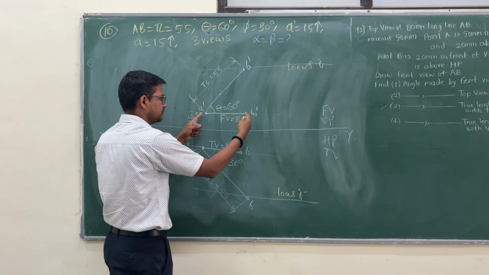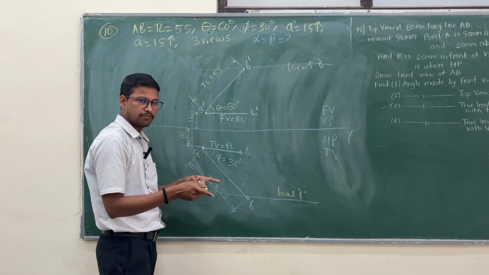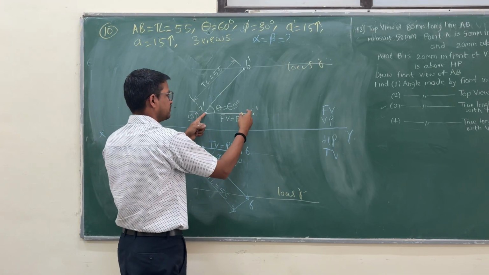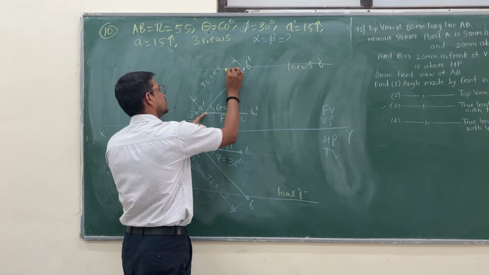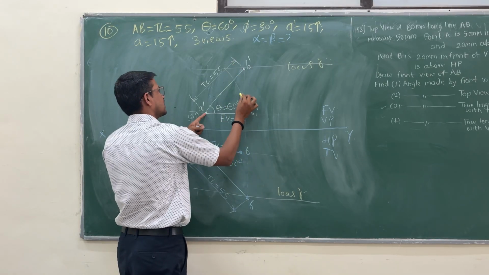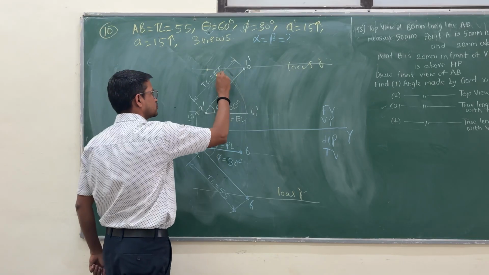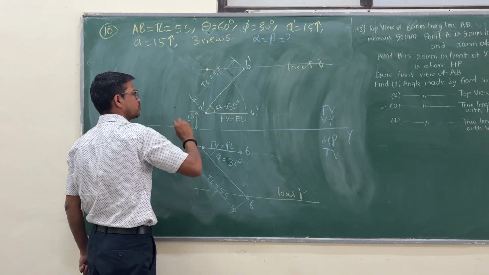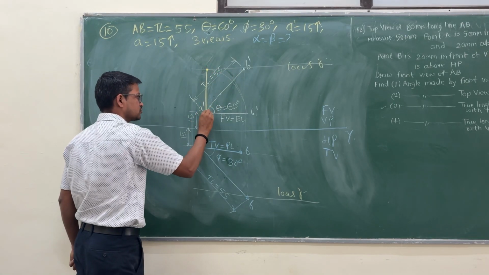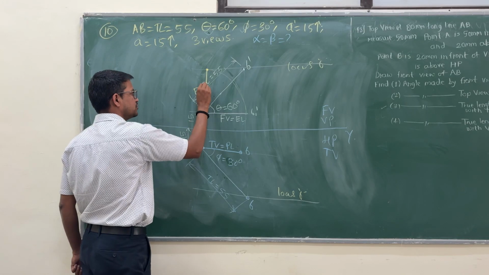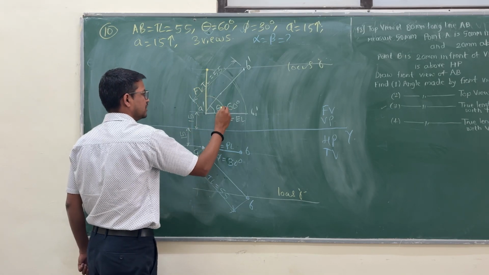Now where is the front view? Here is the front view. Take the distance in the compass, A dash to B1 dash, and make an arc towards which line? The true length line, the locus line. So here I get this point. Now when I draw this, this is the front view, and the front view is exactly perpendicular to the reference line.